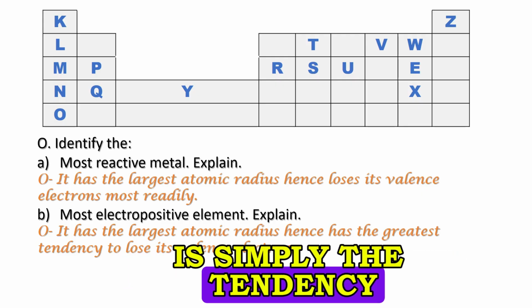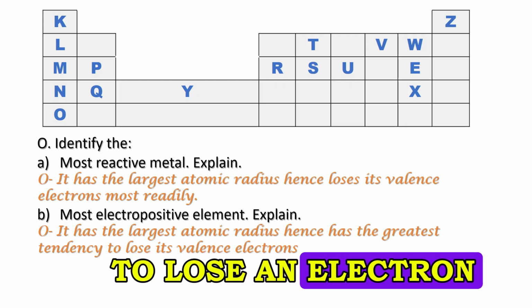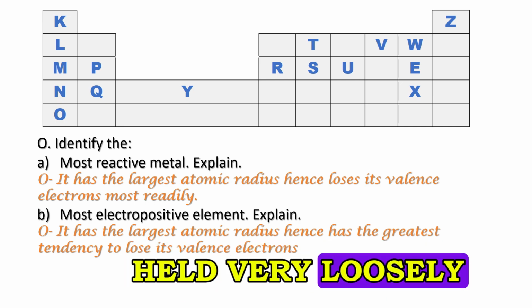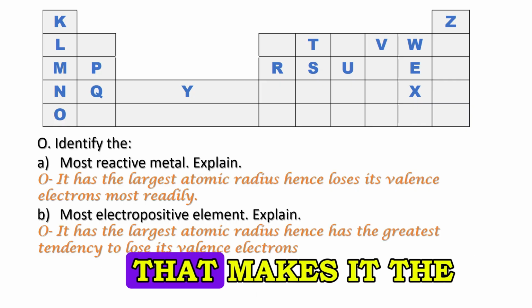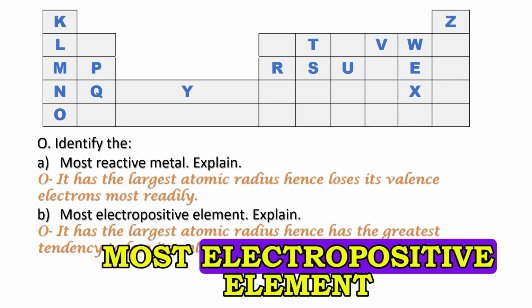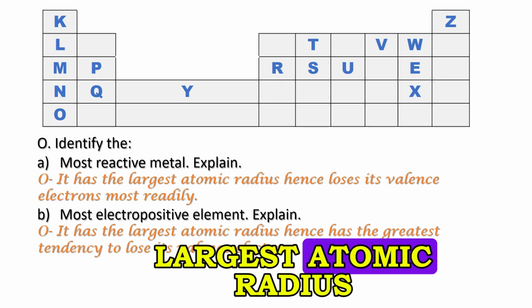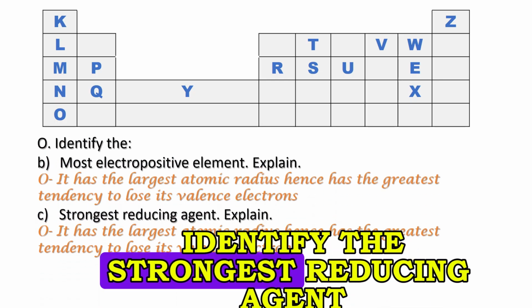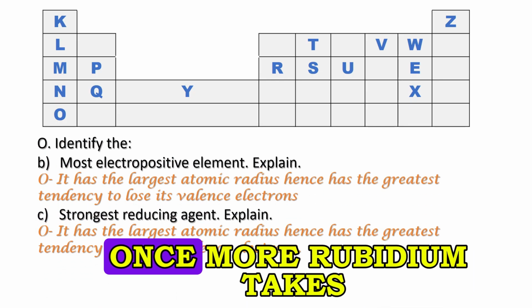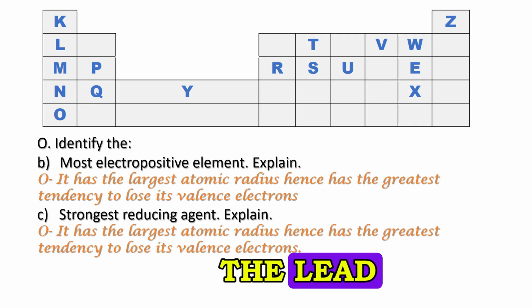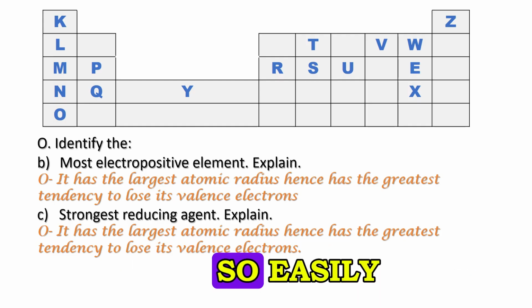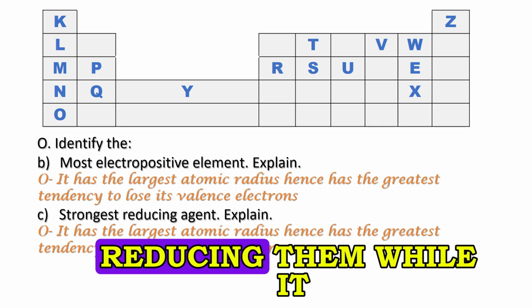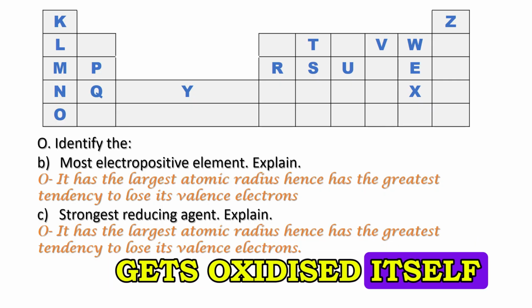Electropositivity is simply the tendency of an element to lose an electron. Rubidium's outer electron is held very loosely. It practically jumps off. That makes it the most electropositive element since it has the largest atomic radius. And in part C, identify the strongest reducing agent. Once more, rubidium takes the lead. Because it loses electrons so easily, it readily donates them to other substances, reducing them while it gets oxidized itself.